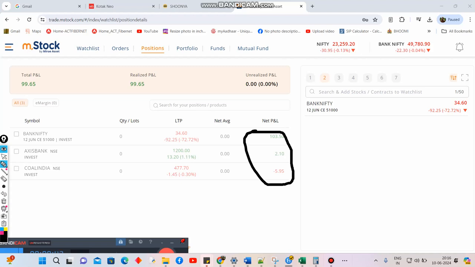And then I lost in some trades in stocks. In stocks I lost some money. Because of which I made around 99 rupees today.